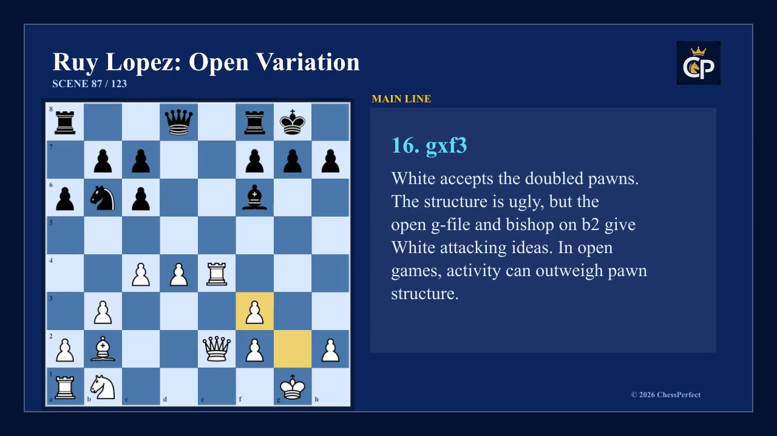G takes f3. White accepts the doubled pawns. The structure is ugly, but the open g-file and bishop on b2 give white attacking ideas. In open games, activity can outweigh pawn structure.